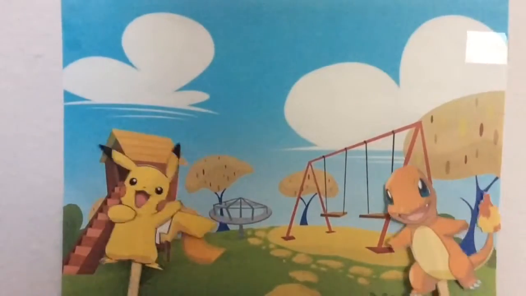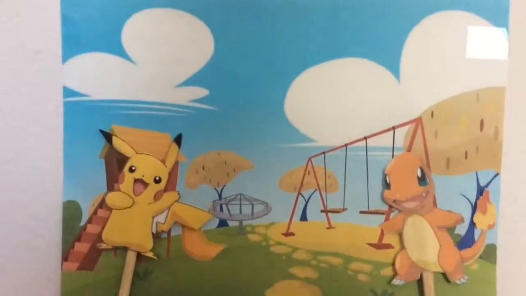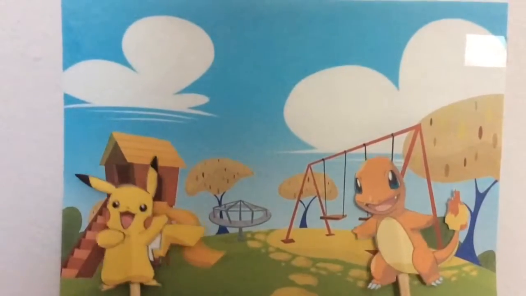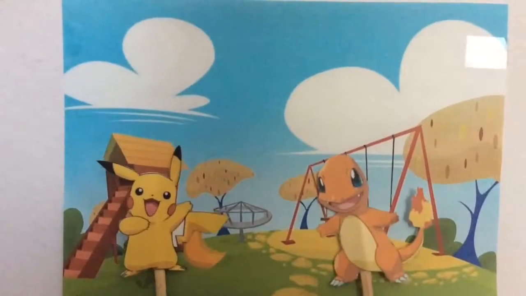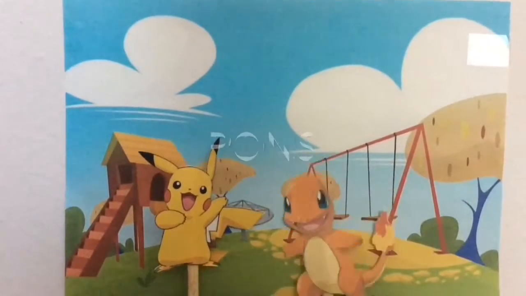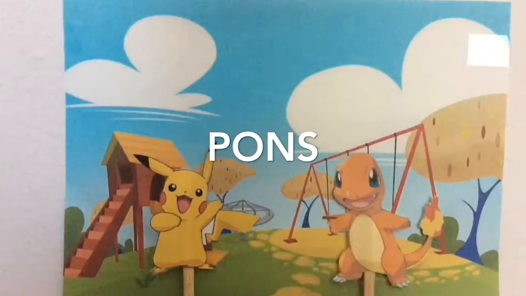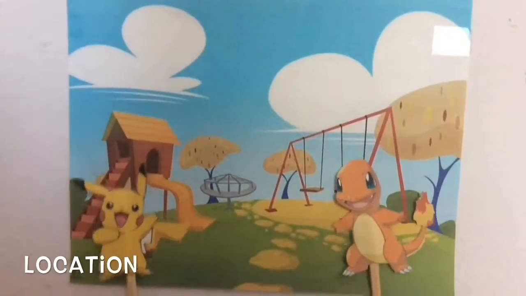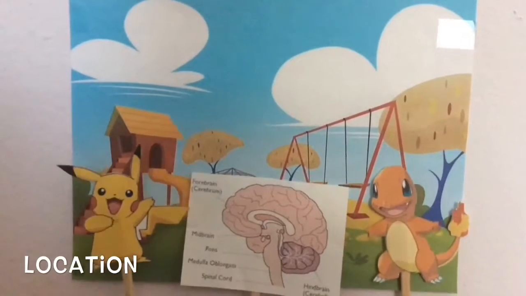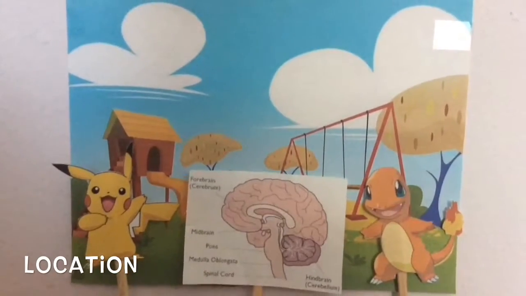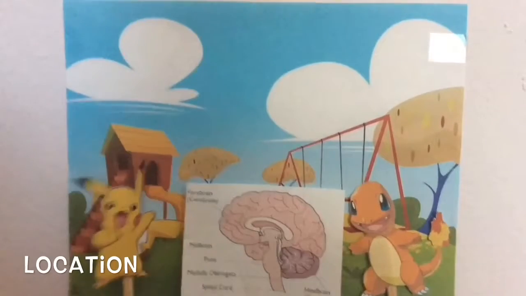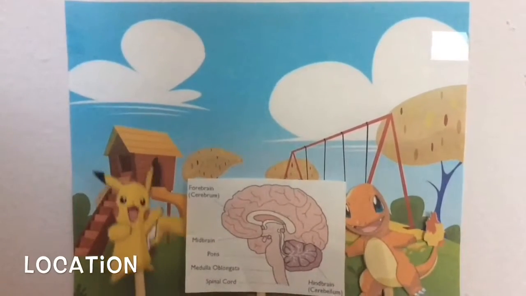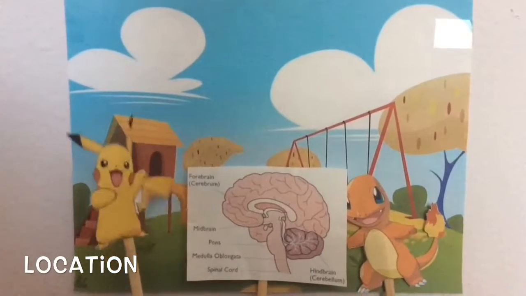Hi! Hello, Pikachu. What are you doing here? I'm playing around, and earlier Squirtle told me about the midbrain, and I want to learn more about the brain. That's cool, because I know all about the pons, which is right beneath the midbrain. Tell me more about the pons. The pons is a portion of the brainstem located above the medulla oblongata and below the midbrain. It serves as a bridge between various parts of the nervous system, including the cerebellum and the cerebrum.